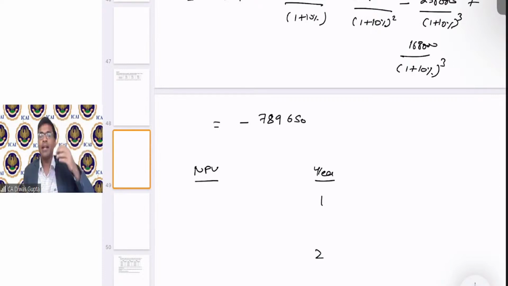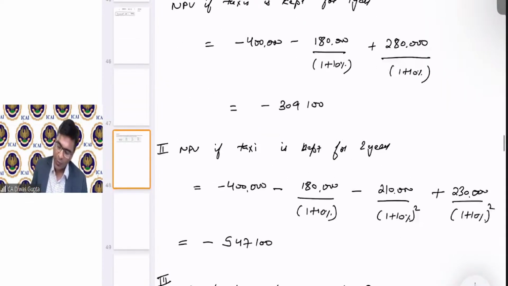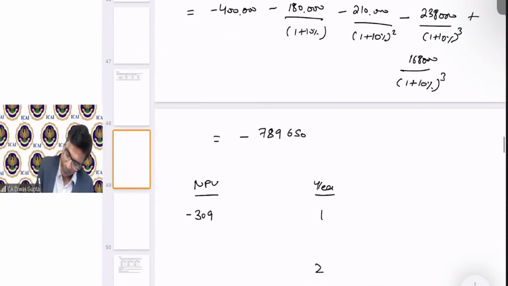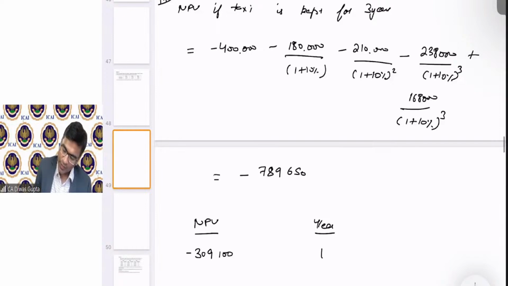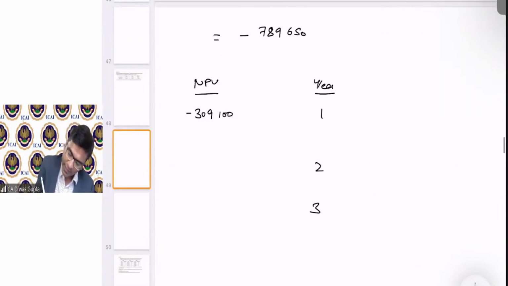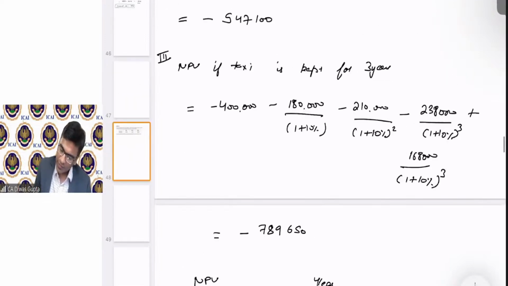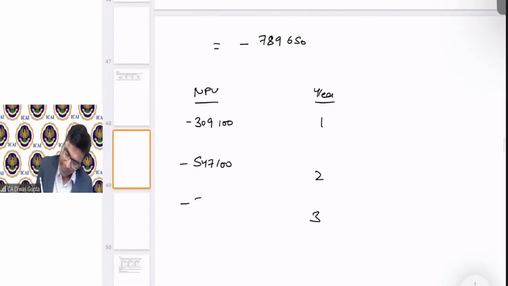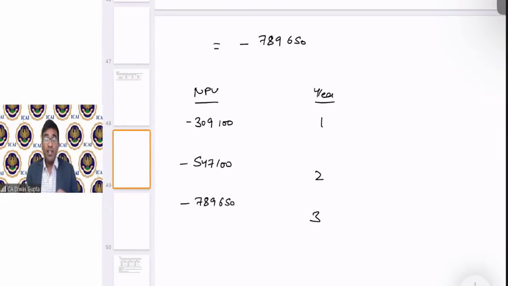So basically I can say that if the project life is 1 year, assume this is a project, right? If the project life is 1 year, we are able to get an NPV of 309,100. If the project life is 2 years, we are able to get an NPV of 547,100. If the project life is 3 years, we are able to get an NPV of minus 789,650.